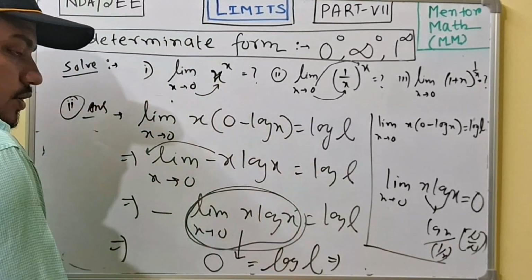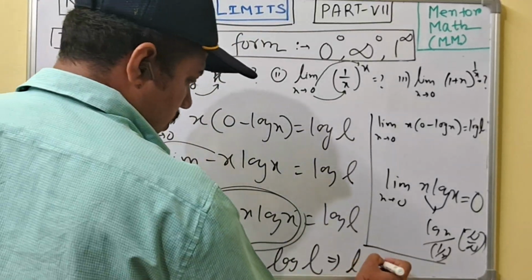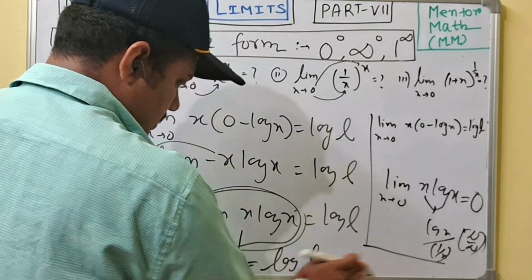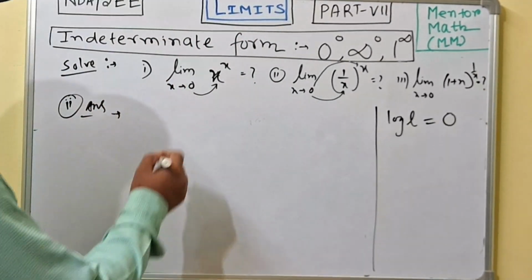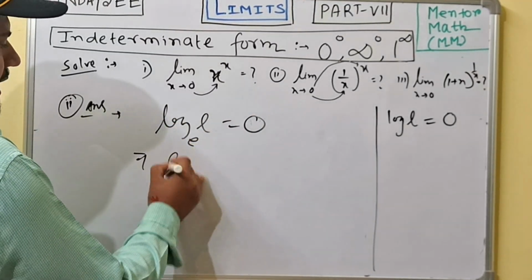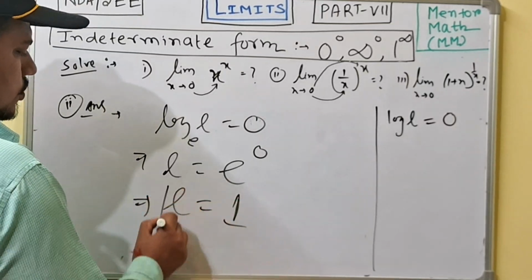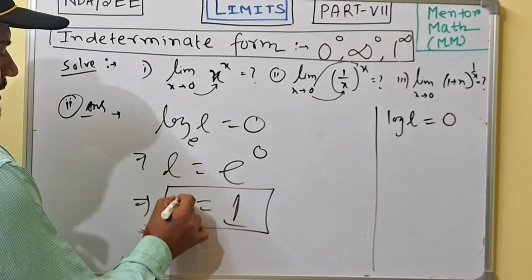If log L is equal to 0, that means L is equal to... Okay, so copy please. So now we have log of L is equal to 0, that means base e, so L is equal to e to the power 0. So the L value is e to the power 0, which is 1.